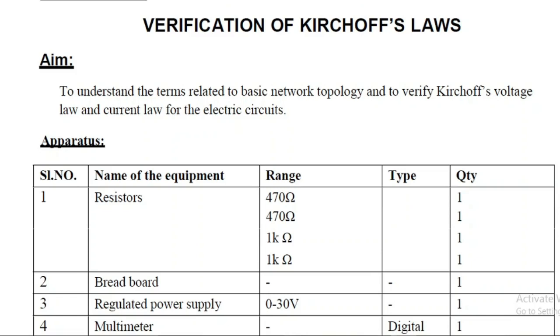They are Kirchhoff's current law, which is abbreviated as KCL. KCL is also known as Kirchhoff's first law or junction rule. The principle of this law is to conserve the electric charge. The law states that the sum of currents flowing into a node is equal to the sum of currents flowing out of the node. That means the algebraic sum of currents at a node is 0.